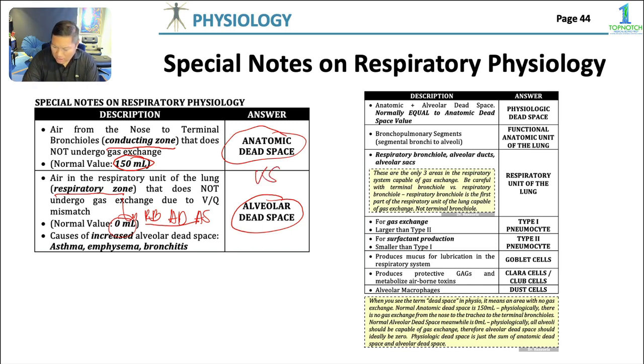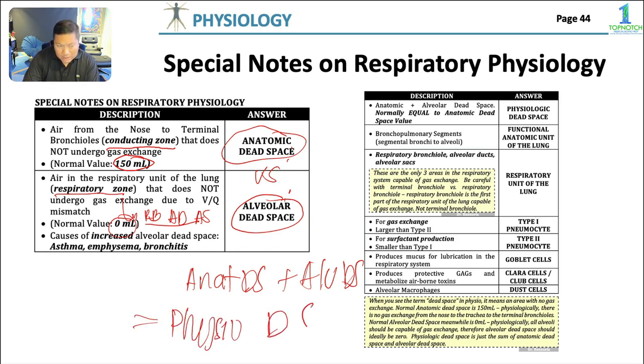Those are their differences. When you combine the two, anatomic dead space plus alveolar dead space, collectively we call that your physiologic dead space. Okay, so physiologic dead space is the sum of anatomic and alveolar dead space. So normally, because anatomic is 150, alveolar dead space is 0. Normally, physiologic dead space is equal to anatomic dead space.